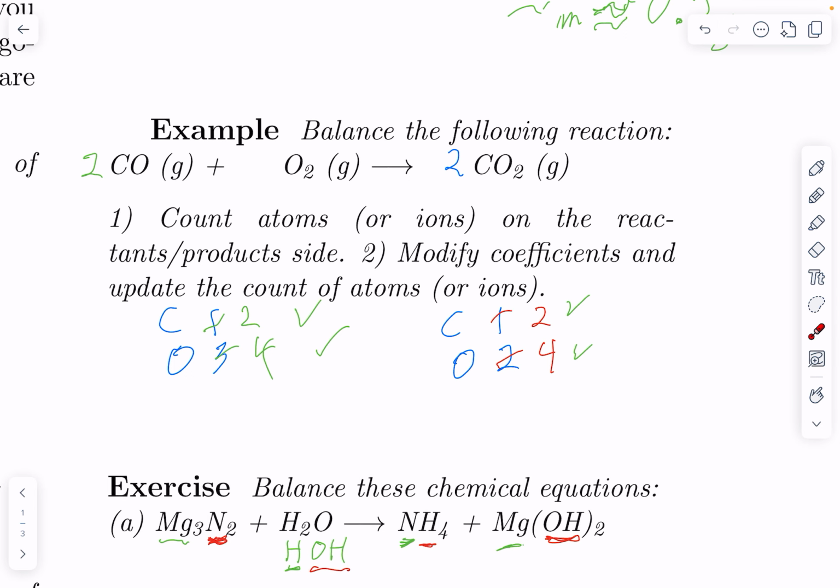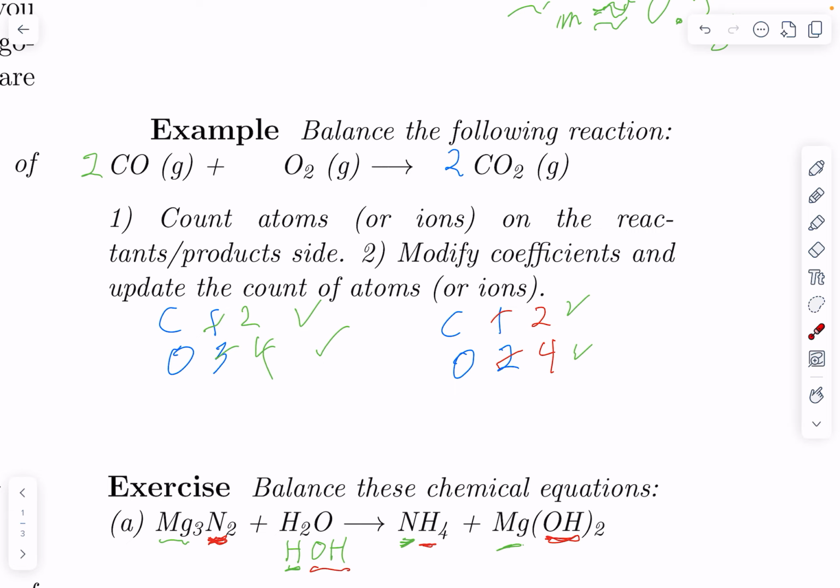All right, so next you've got balancing chemical equations. You've probably done this before. Okay. But first, just count the number of atoms or ions on either side, the reactants and the products. Okay. So in blue, I've done that. At the very beginning, when it's unbalanced, you will have 1 carbon, 3 oxygens, 1 carbon, 2 oxygens.